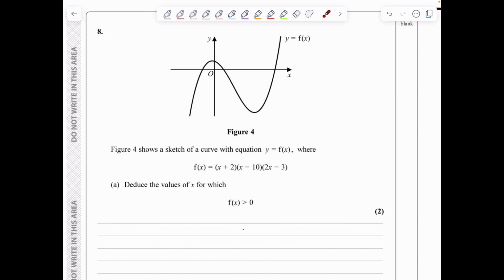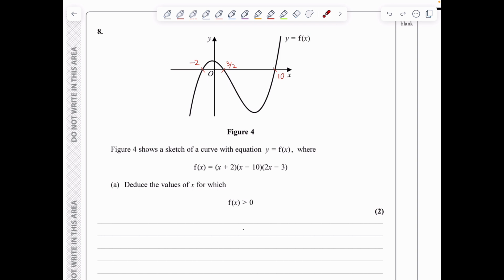In question 8, we've got a sketch of the curve with the equation given here. It's (x + 2)(x - 10)(2x - 3). It's a cubic curve. We need to deduce the values of x for which f(x) is greater than 0. Now the prompt to deduce means there is no extensive work needed here. We've been given f(x) in a factorized form, which means I can easily extract the roots, the cuts on the x-axis. So when x + 2 is 0, when x - 10 is 0, and when 2x - 3 is 0, I get the 3 cuts to be minus 2, 3 over 2, and 10 as shown.